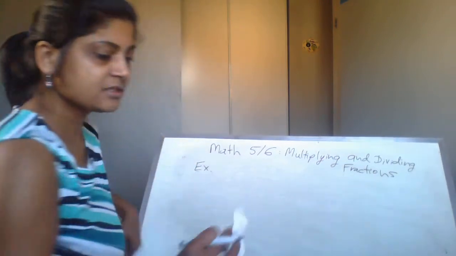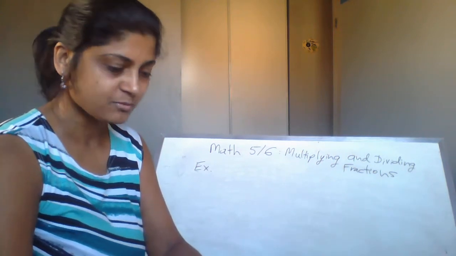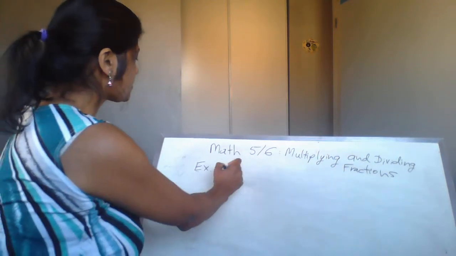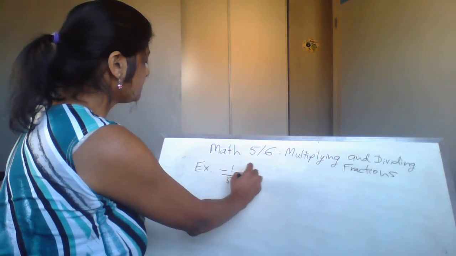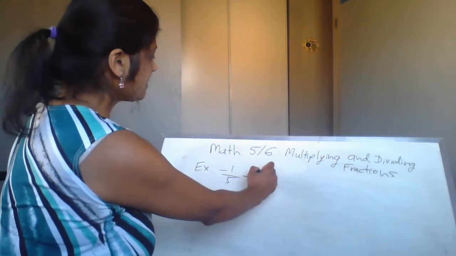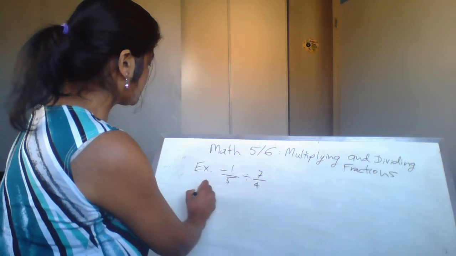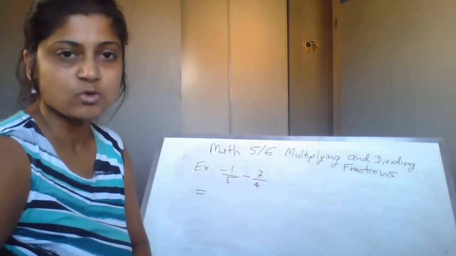and what we're going to go to is dividing of the fractions. So I'm going to take a very simple example here in the textbook. So let's try this one. So negative 1 over 5 divided by 7 over 4. So say I'm doing this question here.